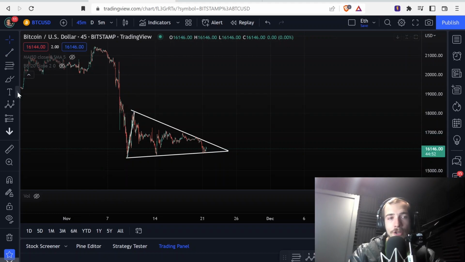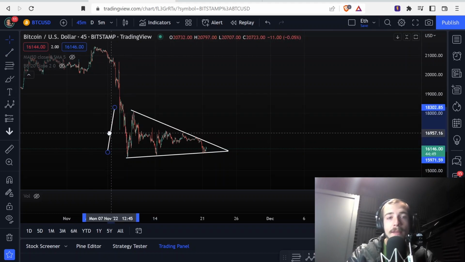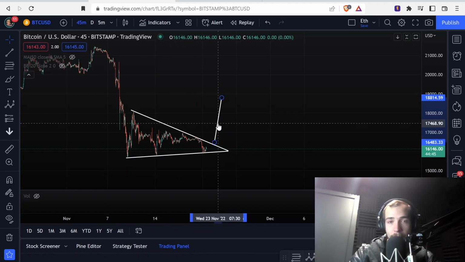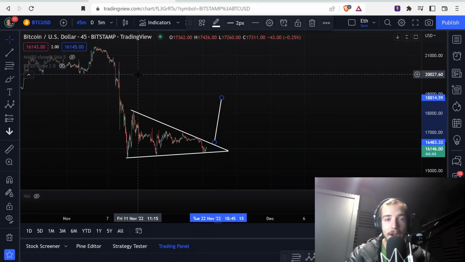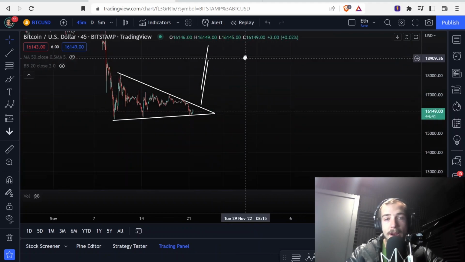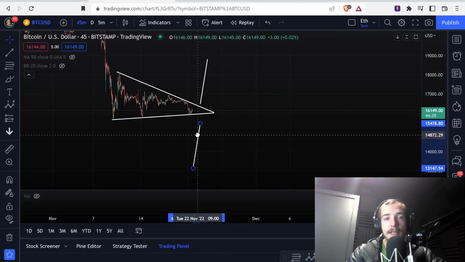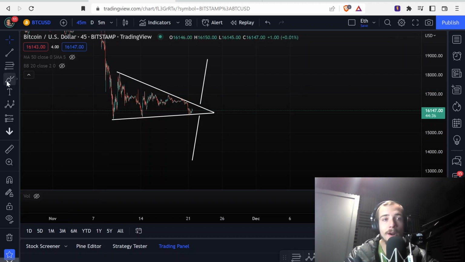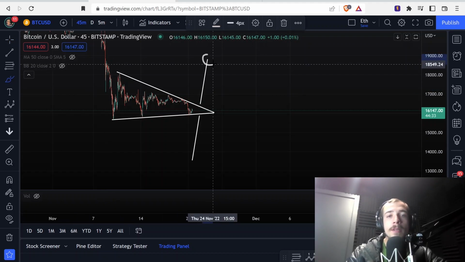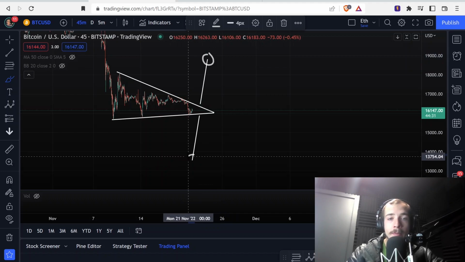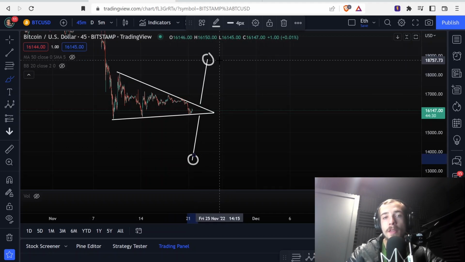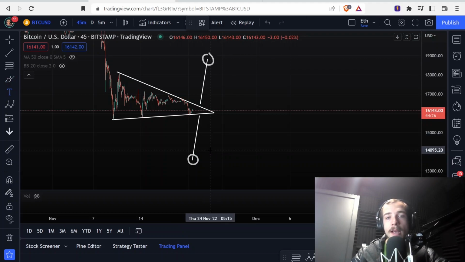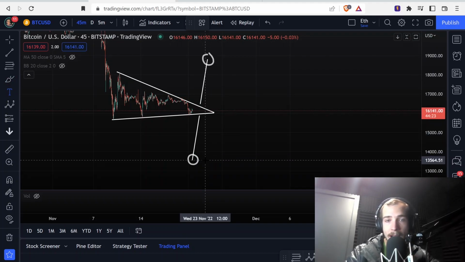Now, the way that these triangles work is whatever the width of the triangle is, you can place it at the point of breakout, whether it's a bullish breakout or a bearish breakout. And this will give you your target in both directions. This is the way the triangle works. So this is your minimum target for the bulls, and this is your minimum target for the bears. The minimum target for the bulls is 18,700, and the minimum target for the bears is 13,500.